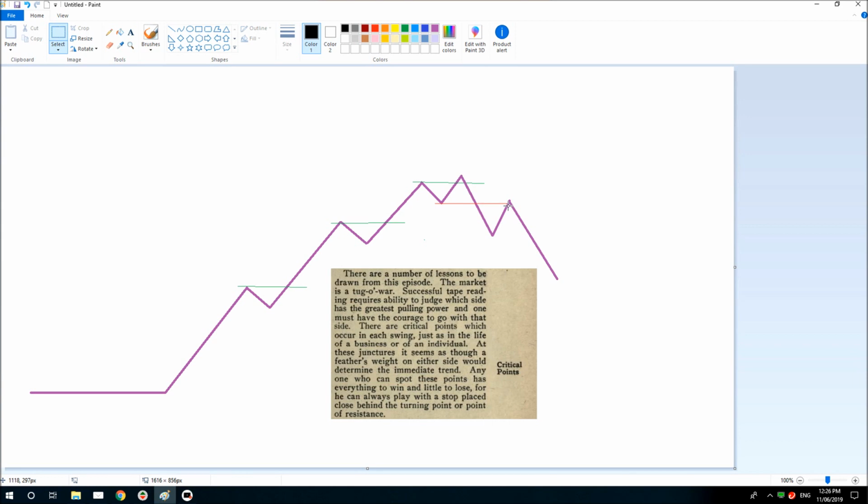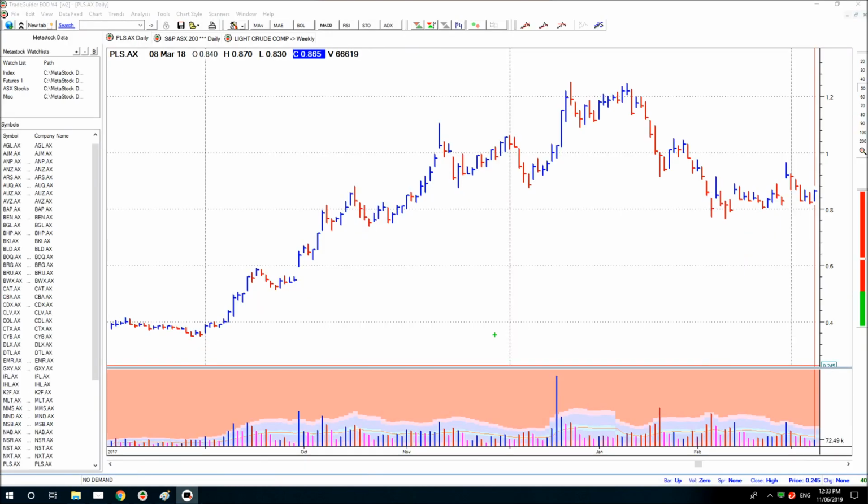Now, we've been looking at pretty much textbook perfect examples. We might move across and have a look at some real world examples where things aren't always quite as clear. This is a chart of the stock PLS, Pilbara Minerals, and we'll draw some waves on it, see if we can work out what was happening. So price moves out of this sideways action. You can see that the thrust out remained fairly consistent there.